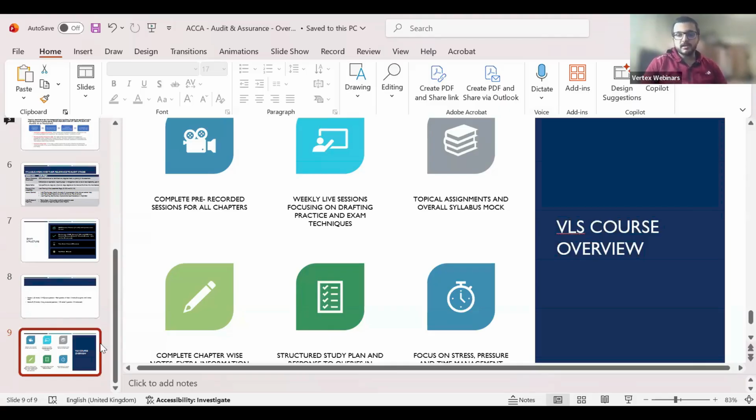So if somebody is following BPP, they might get confused with the chapter number references because our course is designed in line with Kaplan, and that's what we highly recommend. Follow the Kaplan's exam kit and study text if you feel like, because that's very detailed. Otherwise, we have got chapter wise notes for all the chapters. I'll tell you that later. So complete pre-recorded sessions for all chapters.